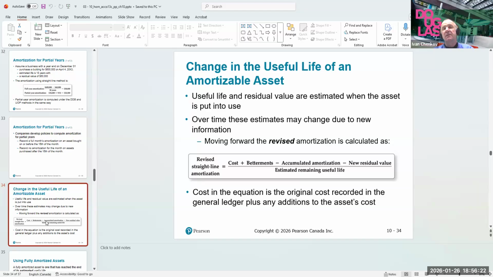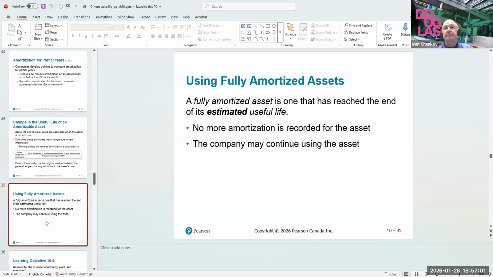What that means? We're going to get the cost. We're going to deduct the accumulated amortization up to the point of the changes available. We're going to deduct new residual value if there's a change in the residual value. And we're going to divide the amount by the remaining useful life that we're estimating that asset to last. If we have a betterment, we're going to add the betterment to that amount, and we're going to see how much we have to amortize going forward. We're never going to go back and revise the past year.